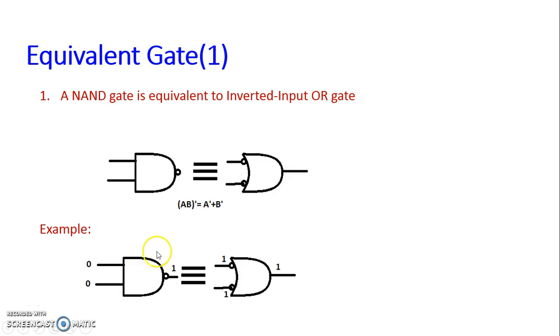If we want to verify this relationship, we apply 0 0 on the NAND gate. So its output is 1, and the inverted value of 0 0 is 1 and 1, which is applied on this gate. So 1 1 and ORing, 1 1 ORing is 1. That means the output which I am getting at the NAND gate is equal to the output which I am getting at the inverted input OR gate. It shows that a NAND gate is equivalent to an inverted input OR gate.